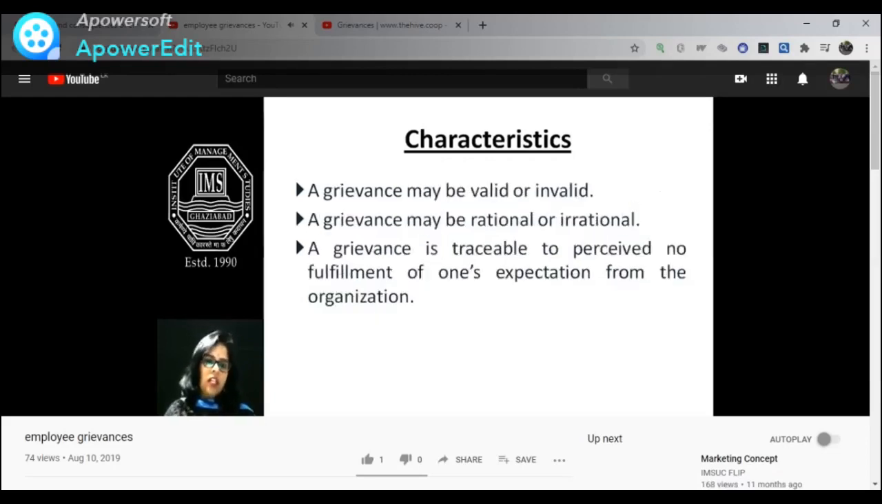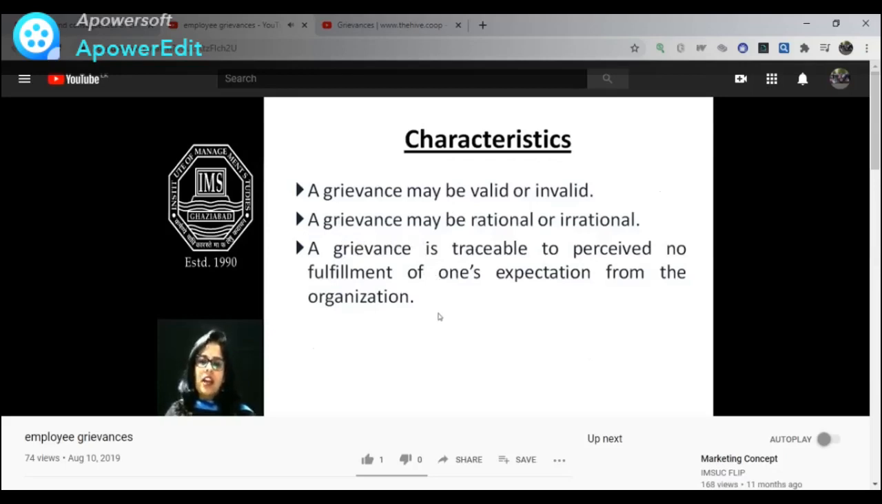So let me talk about the remaining features of the grievance. A grievance may be valid or invalid. Of course, a grievance may be logical or illogical also. That's why it is written here that a grievance may be rational or irrational. A grievance is traceable to a perceived non-fulfillment of one's expectation from the organization.